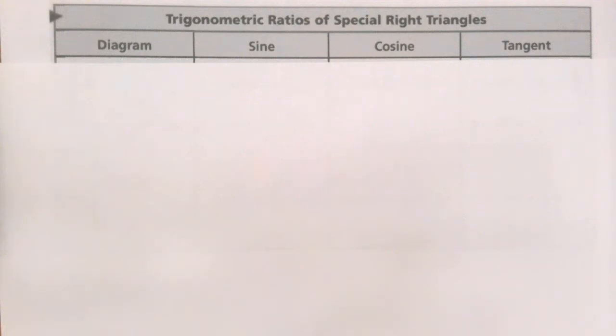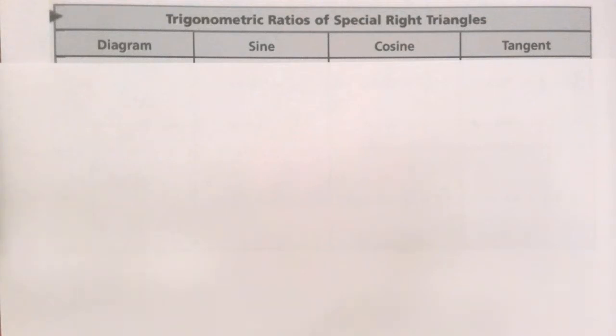In order for us to do the next example I'm going to do, we need to take a look at some trigonometric ratios of special right triangles. So we're going to combine two things together. We have our special right triangles. Those are the 45-45-90 and the 30-60-90 triangles.